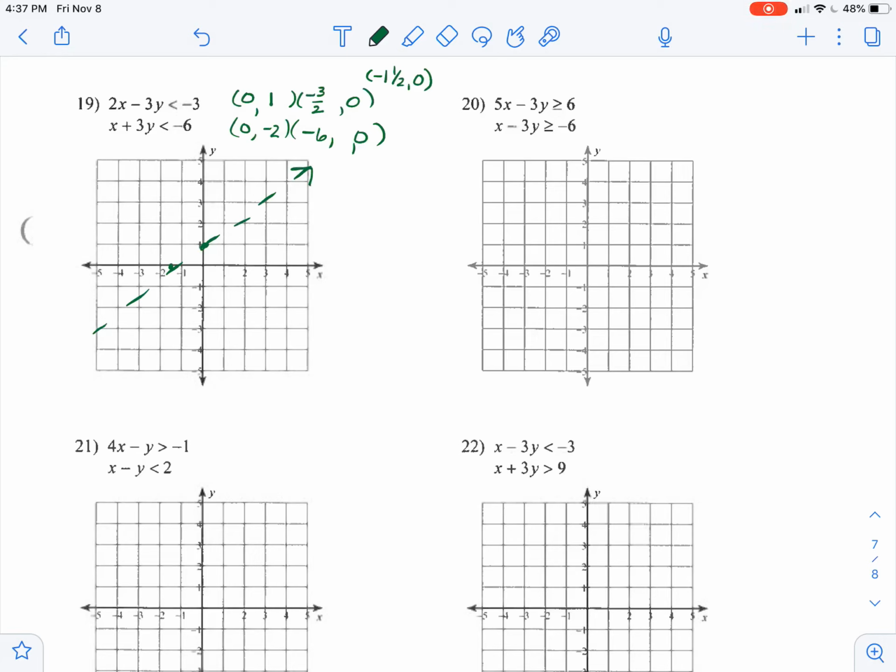Okay. Now, I'm going to test for 0, 0. So this is 2 times 0 minus 3 times 0. And so what you'll notice on standard form, this side will always be 0. So is 0 less than a negative 3? That is a no. Okay, that's a no. So the yes is on the other side.